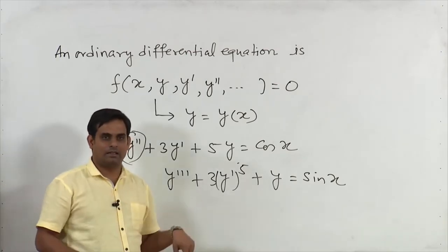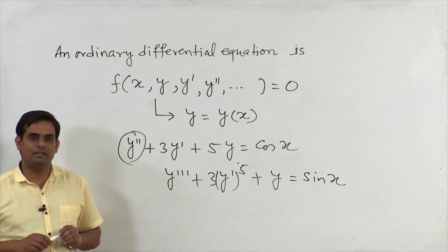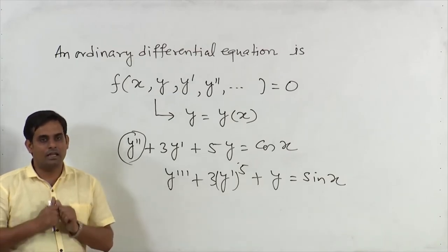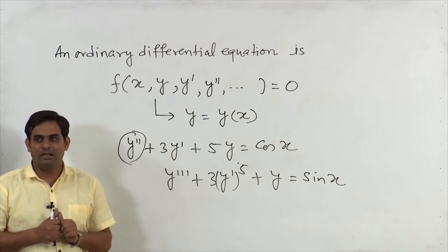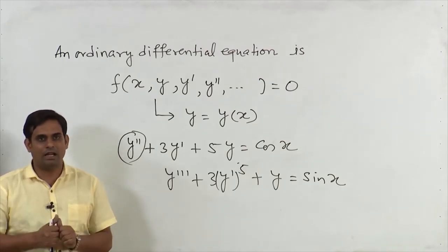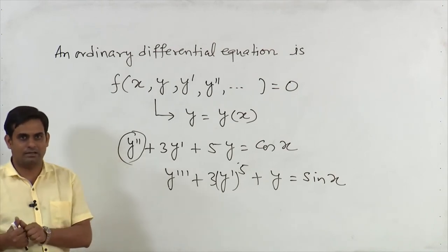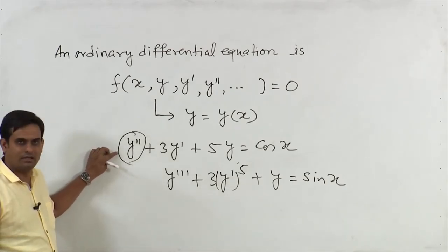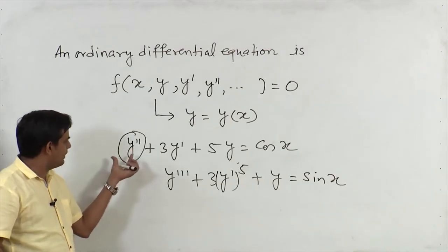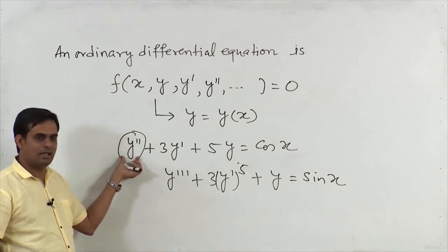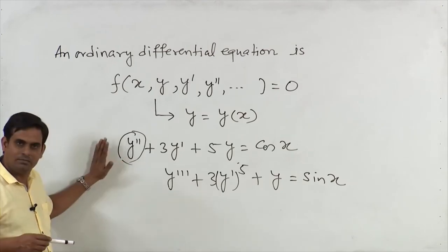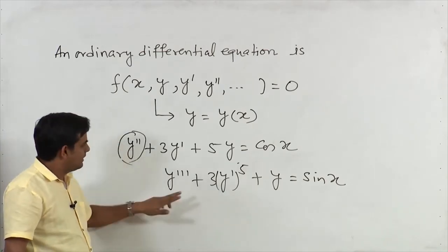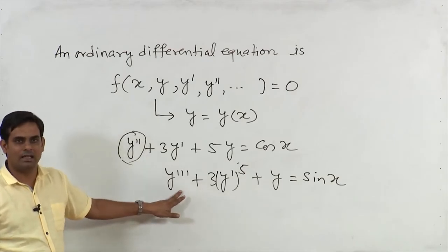The other thing is degree. The degree of a differential equation is the power of the highest order derivative in the equation, provided the equation does not have any radical sign. So, for example, the degree of this differential equation is 1, because here the highest order derivative is y double prime, and there is no square root type of term on the dependent variable in this equation, and hence the degree is 1. The degree of this differential equation is again 1.